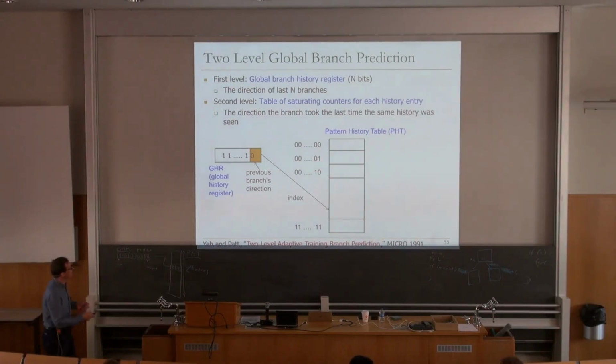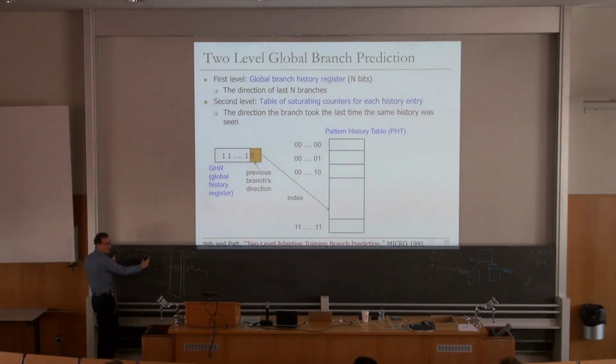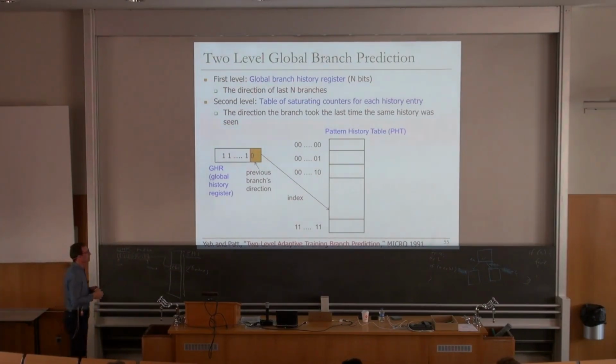It's m bits. Intel Pentium Pro had 4 bits, for example. That was the first processor that had global branch prediction. The second level has a table of saturating counters for each history entry. This is the direction the branch took the last time the same history was seen, but it could be any branch that had this history. There's no program counter, as you can see here. Sounds good? So we're perfectly exploiting global history correlation. This is the global history register. This is the previous branch's direction. Whenever you execute a branch, you shift the global history register to the left by 1 and plug in the direction of the branch over here.